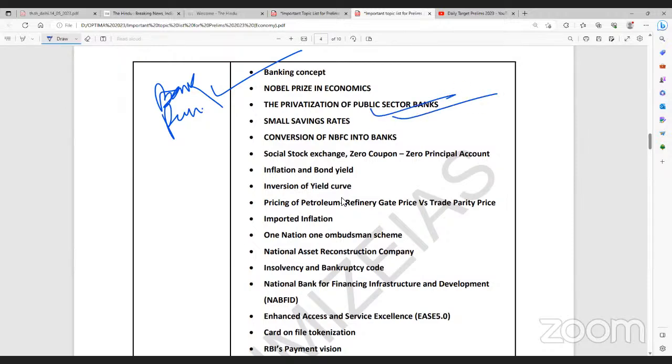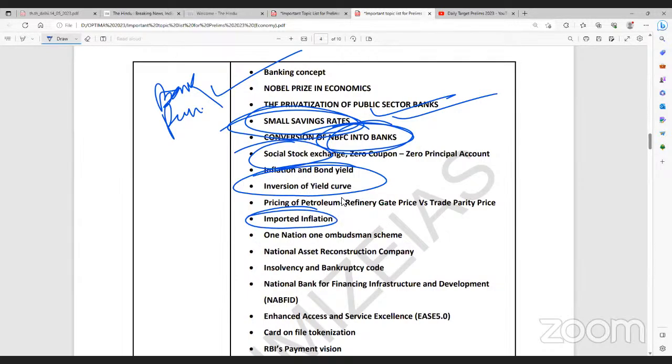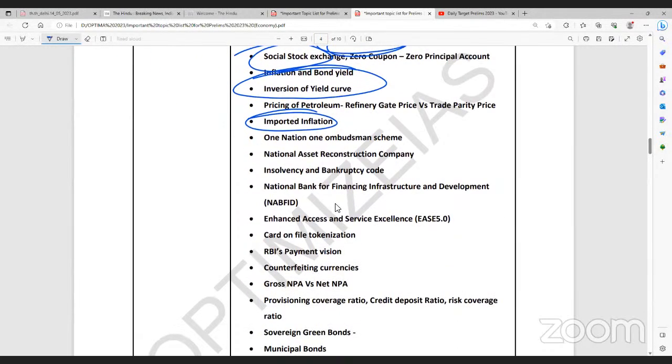Privatization of public sector banks. Small savings rates. NBFC conversion into bank. Social stock exchange. Yield inversion. Imported inflation. Card tokenization.